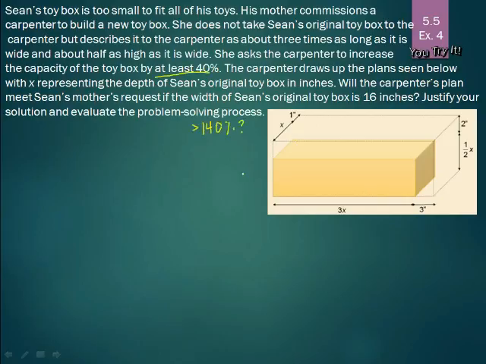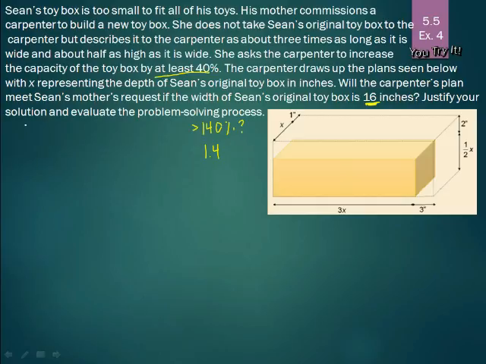What we could do is find an equation for the original box and multiply it by 140%, which in decimal form would be 1 4/10. And then, just plugging in the value 16, we could see the original box's volume with a 16-inch width, and then calculate the carpenter's new box with a 16-inch width and see if that width will work for being bigger than 140%.